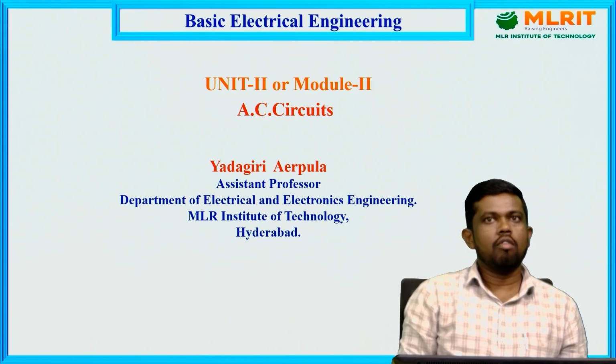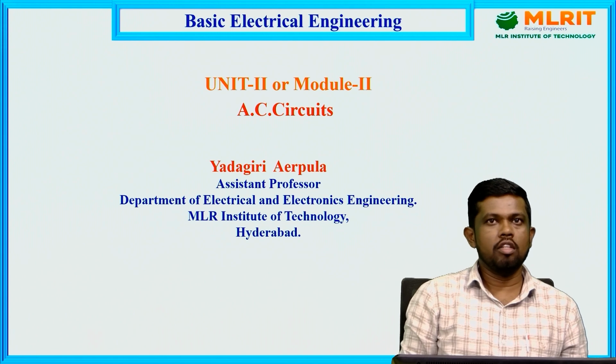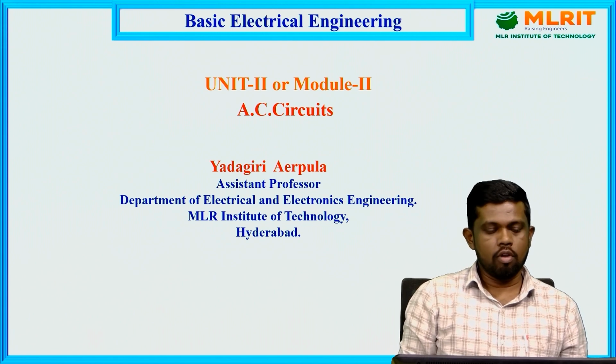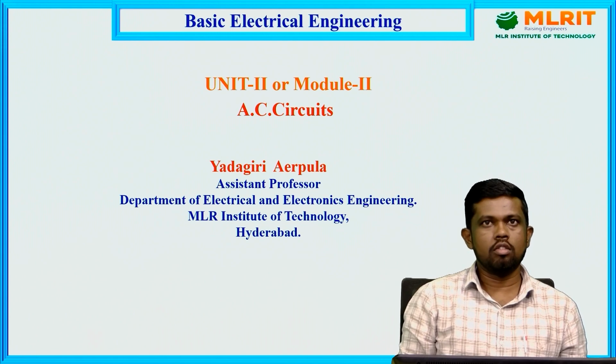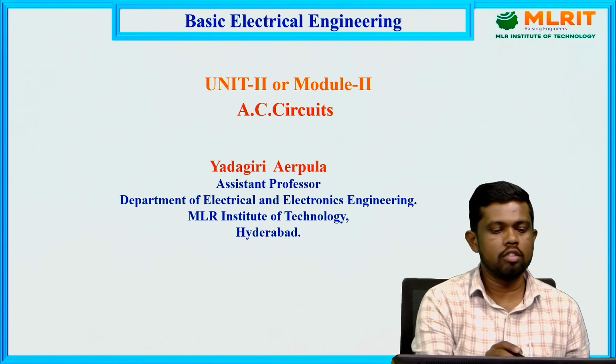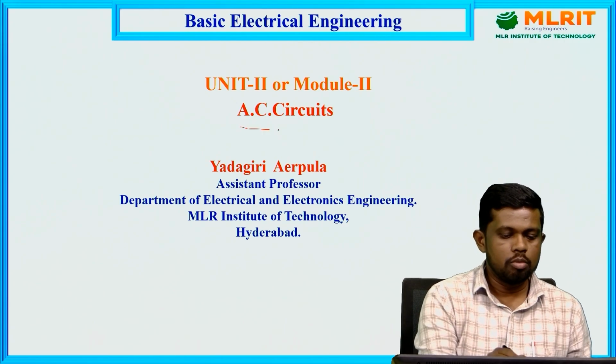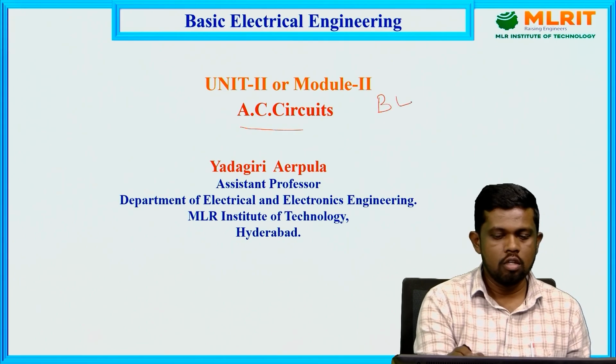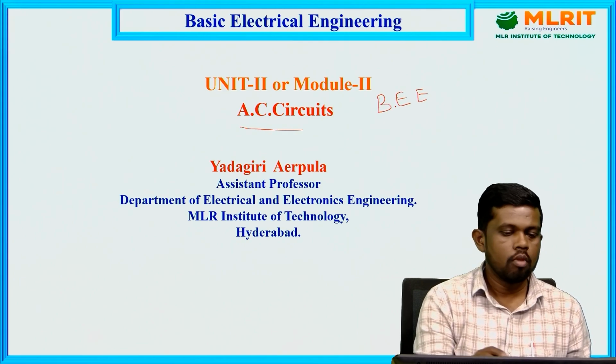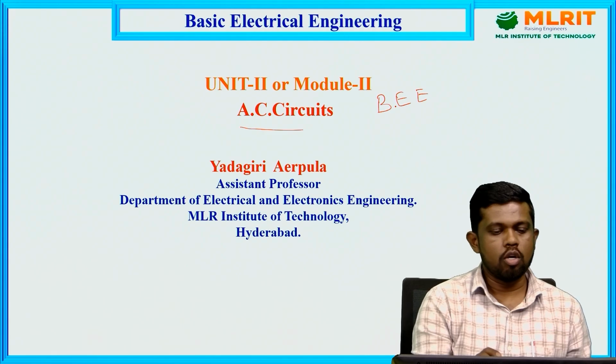In the last session we discussed module number 1, that is the DC circuits, the unit number 1. In this module, we need to discuss the AC circuits. That is the second module of the subject BEE, or we can also say unit number 2 in the BEE, the AC circuits.